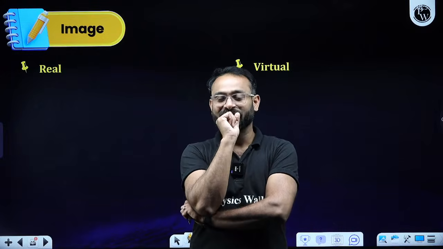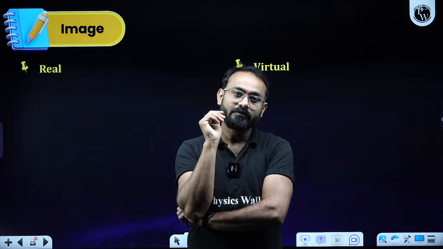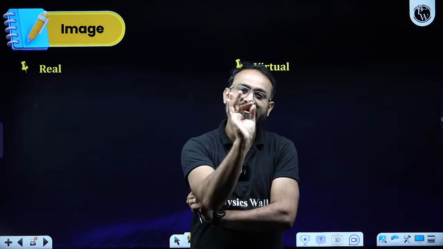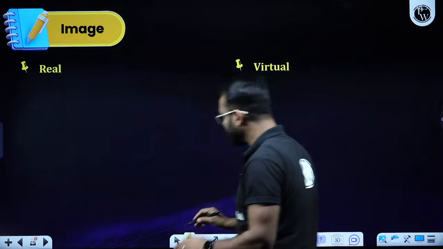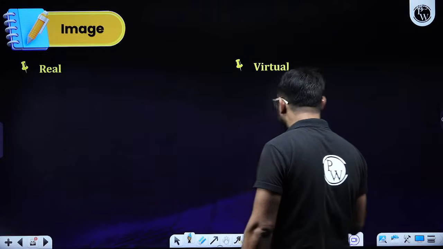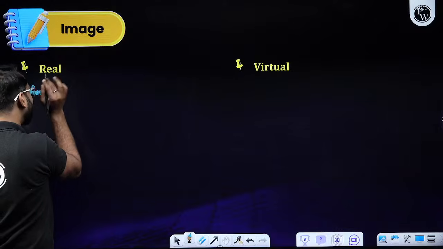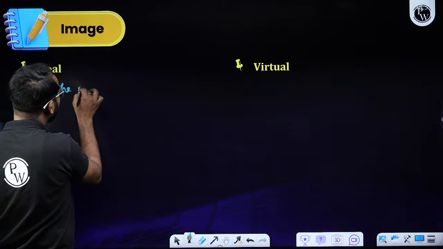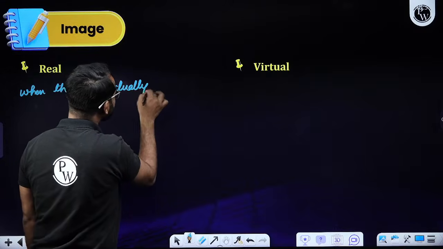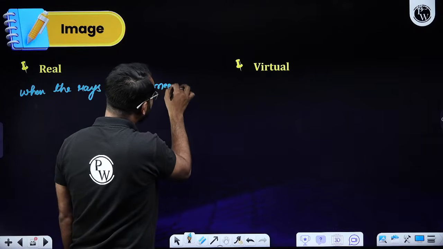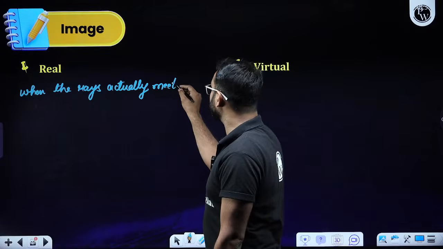Imagine the kind of answer that student gave me at that time. Exactly what happens when the reflected ray is actually going to meet. So when someone asks you what is a real image, I would say: when the light rays, or the reflected rays, actually meet, then this is going to form a real image.